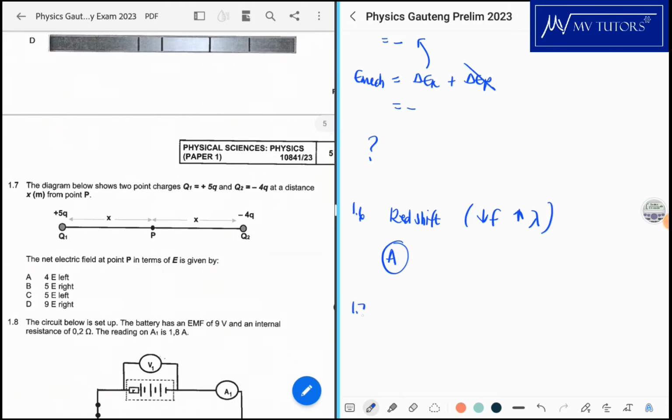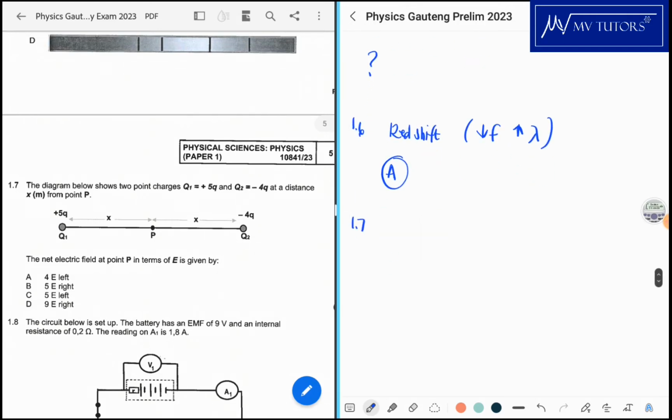Okay, and then 1.7. The diagram below shows 2 point charges where Q1 is positive 5 and Q2 is negative 4 at a distance x from point B. Now, the net electric field at point P in terms of E is given by. Alright, so I would take charge 1, and because it's positive, then your electric field lines are moving away. Okay, and if I have a look at 2, because it's negative, they are moving inward. Okay, and there you have P somewhere.